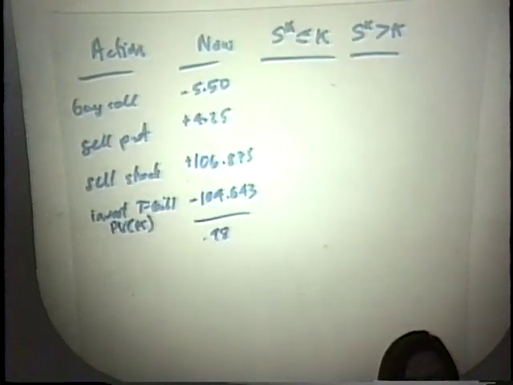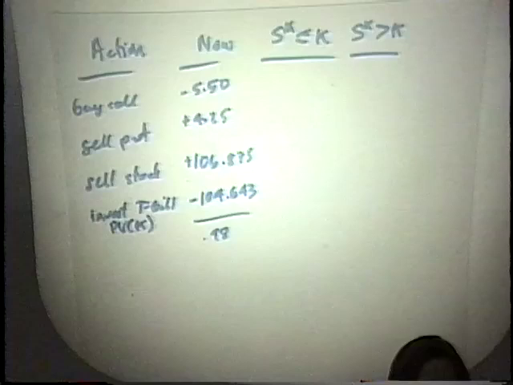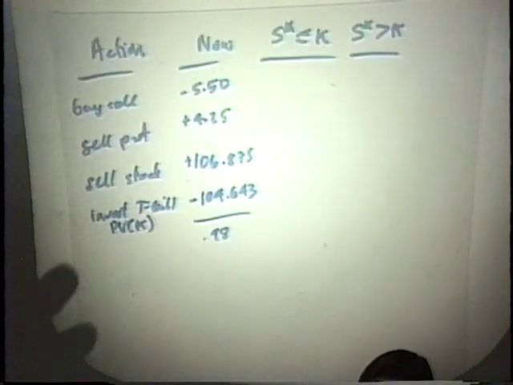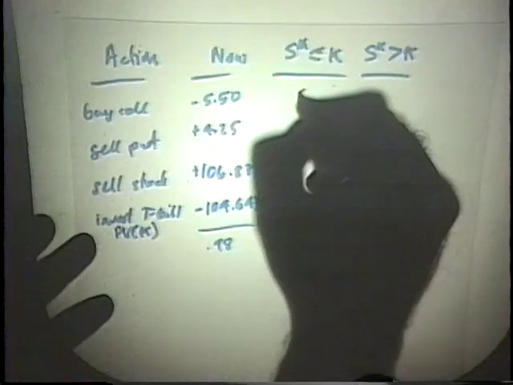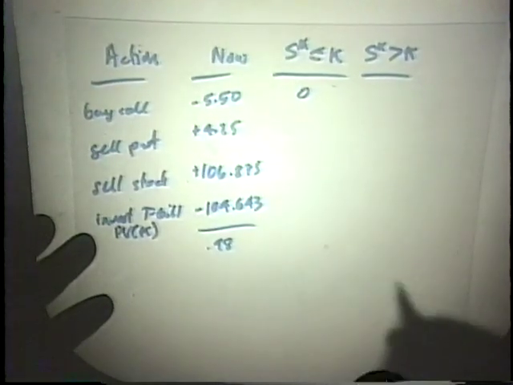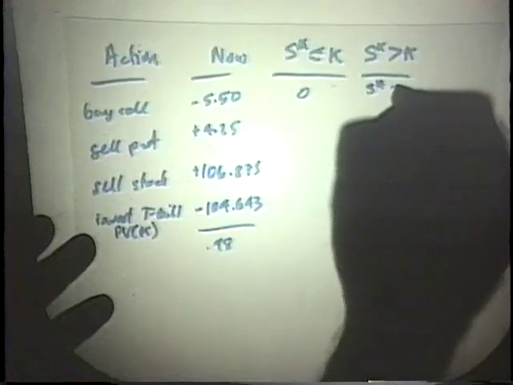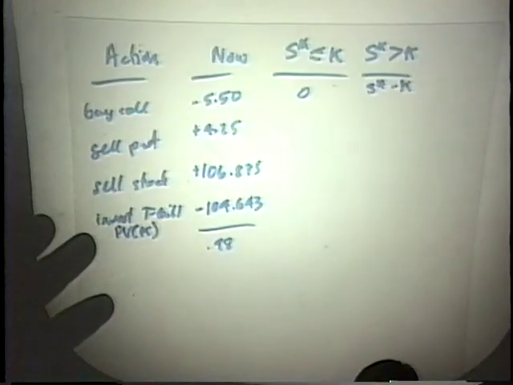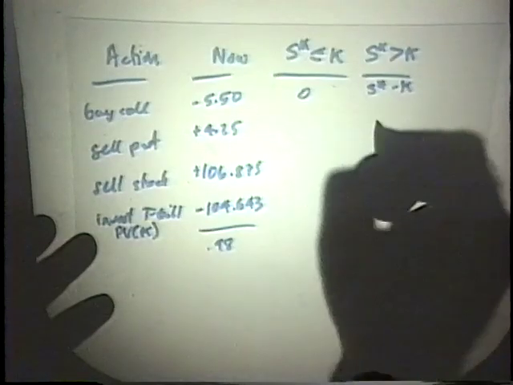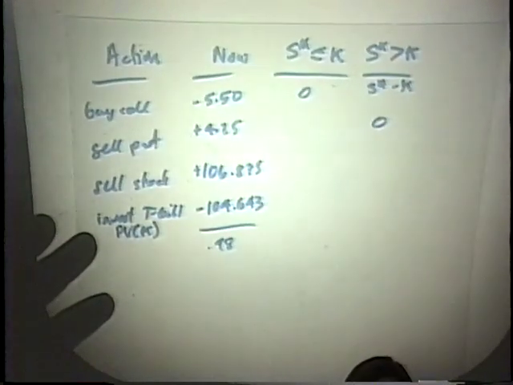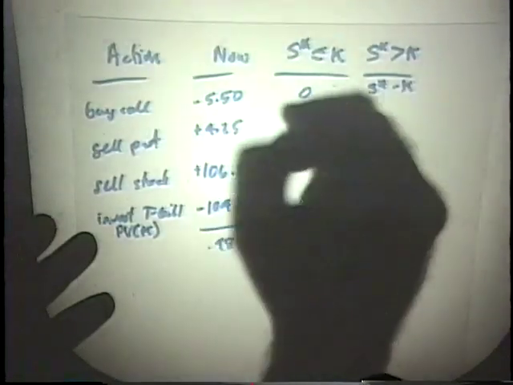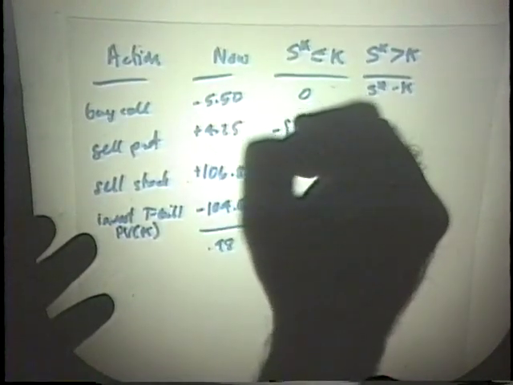But I want you to make sure that it works, and I want you to make sure that you actually know the payoffs of these different positions. If the stock price goes down, the call is worthless. If the stock price goes up, it's S star minus K. If the stock price goes up, the put is worthless. But if the stock price goes down, the put is worth K minus S star. But we're selling, so it's minus the whole thing.